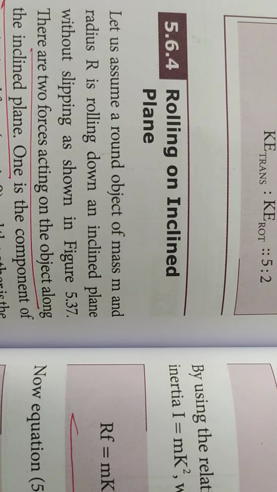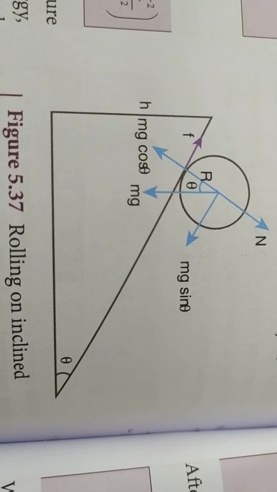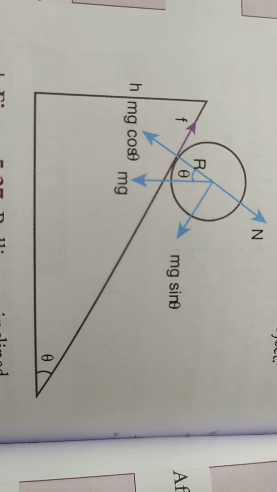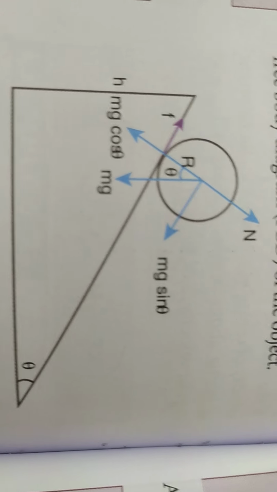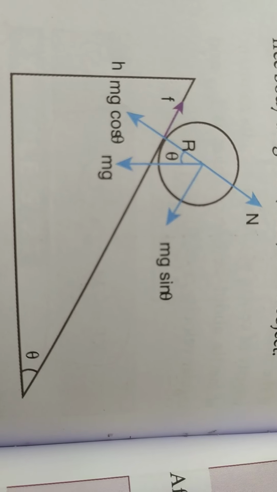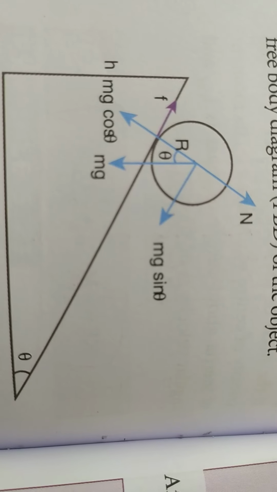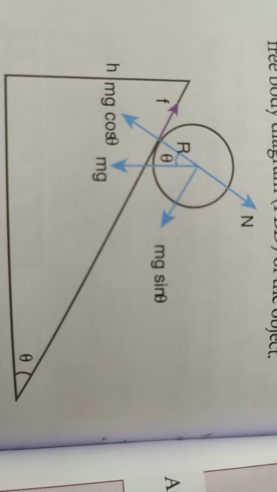Next we are going to see rolling on an inclined plane. In this diagram, there is an inclined plane which makes an angle theta with the horizontal surface. An object is rolling on it. When the object is rolling, there are two forces acting: mg acting vertically downwards and the normal force which is perpendicular to the surface.